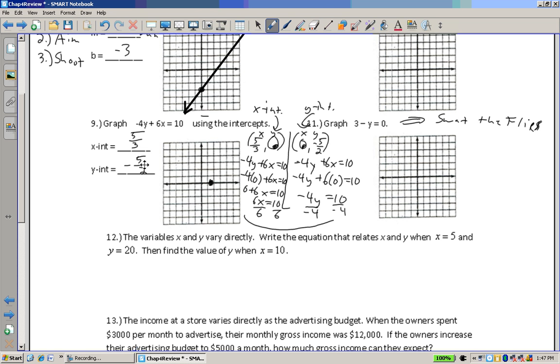The y-intercept. Now, negative 6/2 is negative 3. So on the y-axis, I'm going to go negative, which is down. 1, 2, 3. It's not quite negative 3. It's almost there. And so I graph my x-intercept on the x-axis. I graph my y-intercept on the y-axis. And now I graph my line.